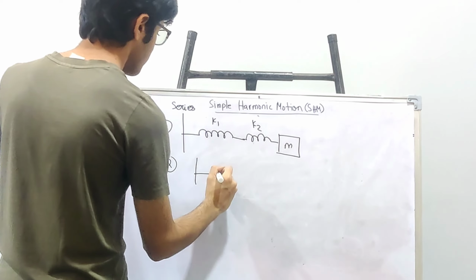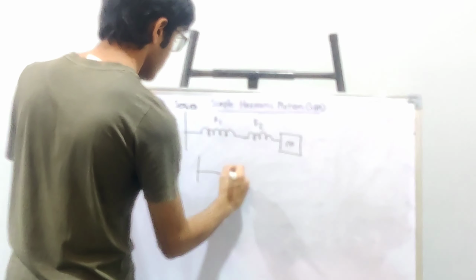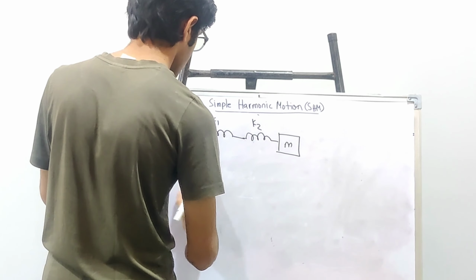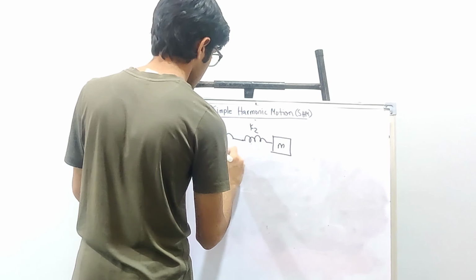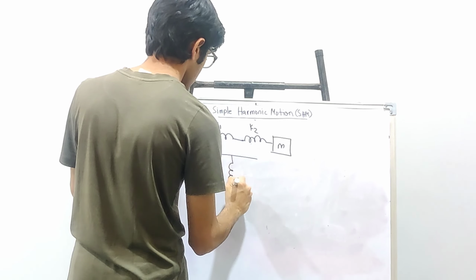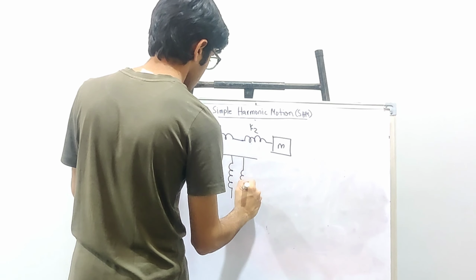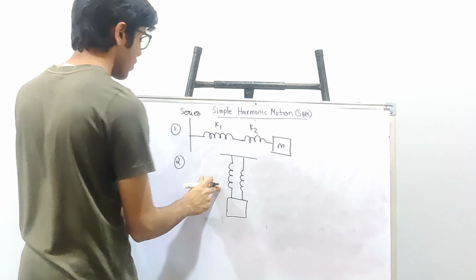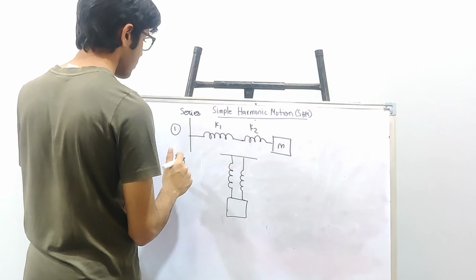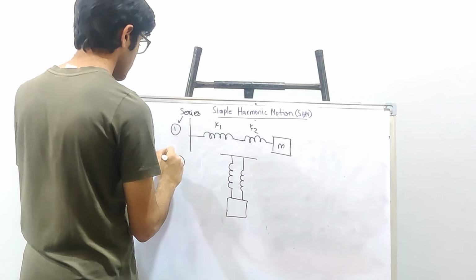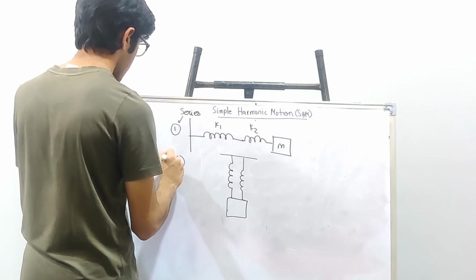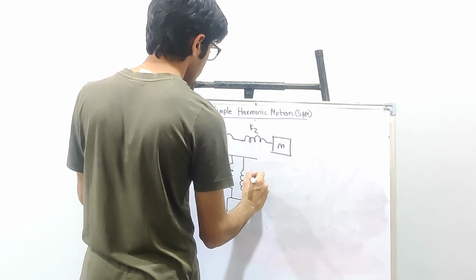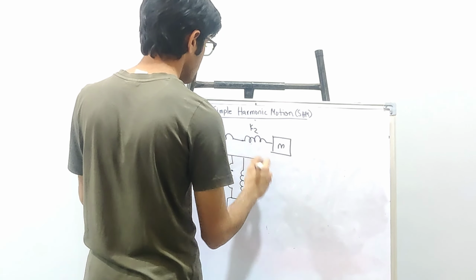Another one can be something like this. This is the parallel combination. This is not the series. This is the parallel combination. This is series. This is the parallel. This force constant, let's say, is K1. This is K2. M is the mass.